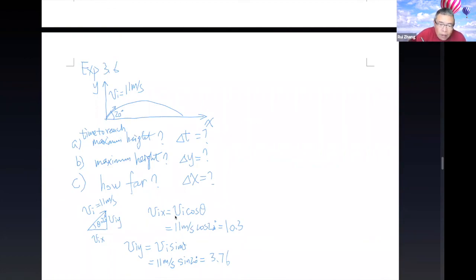So let's look at this vertical component. Along the vertical component, what do we know? We know it's a free fall, right? So this is our vertical component. Start from here, and we know the initial velocity. We're given the initial velocity VIY, which is 3.76. What else do we know? It seems like it's not given anything else, but there's some hidden information that you need to figure out.